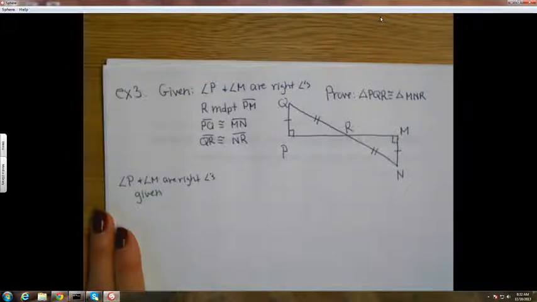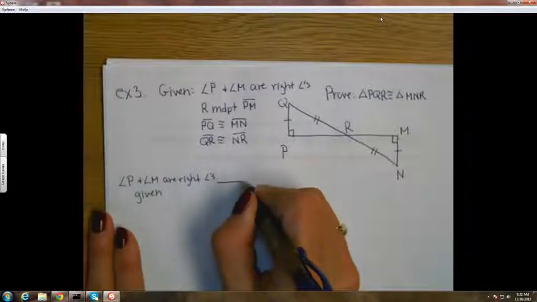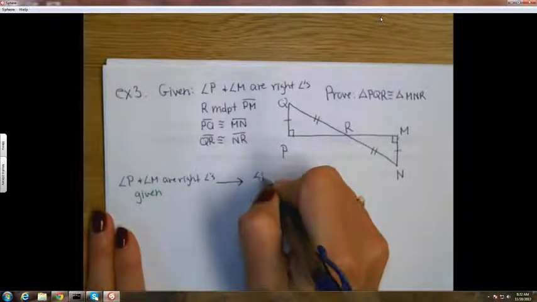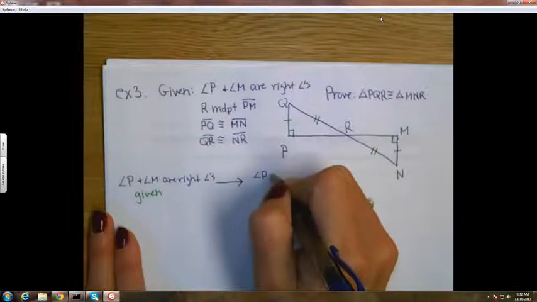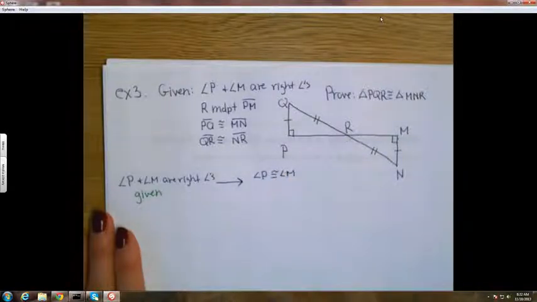What does it mean to have right angles? What do I know about right angles? They equal 90, but we had a theorem before. What did it say about right angles? I'm going to tell you your next line is that angle P is congruent to angle M. Does anybody know why? The theorem we had before, three letters.